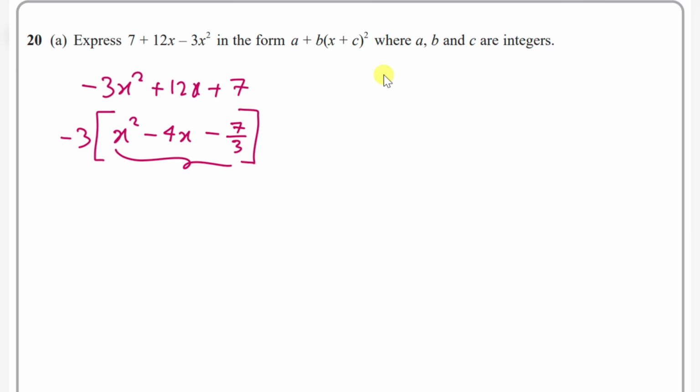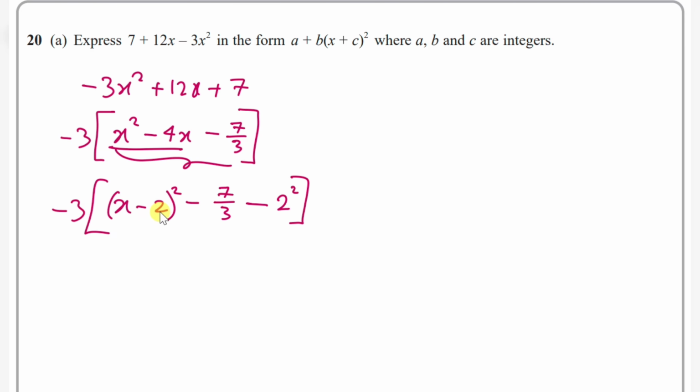Now, how to complete the square? So let's copy minus 3 open bracket for a second. The trick is to firstly take the first two terms, look at the number 4, half it and then wrap it in a bracket. So it'd be x minus 2 squared, and you square it. And now all you do is copy the second bit, minus 7/3, and then subtract what you just squared. So it'll be minus this value, 2 squared. You just half it and square it. And that's what they want. You're pretty much done at this stage.